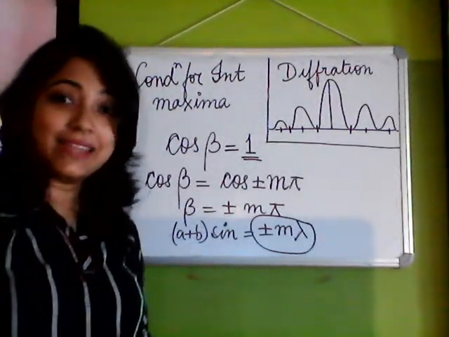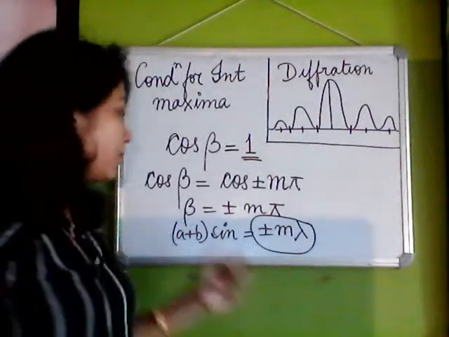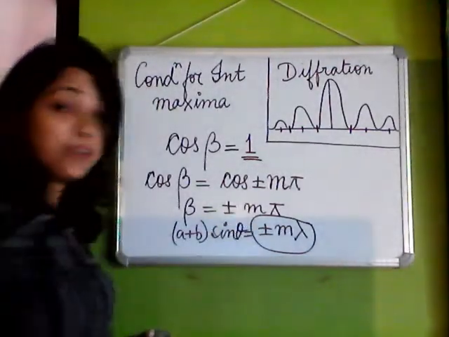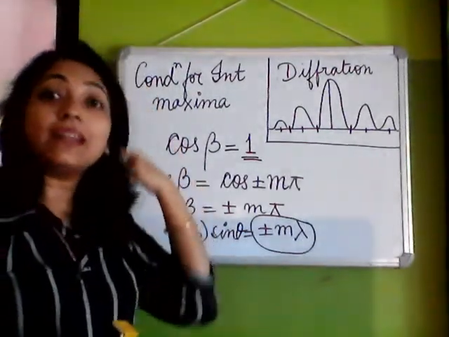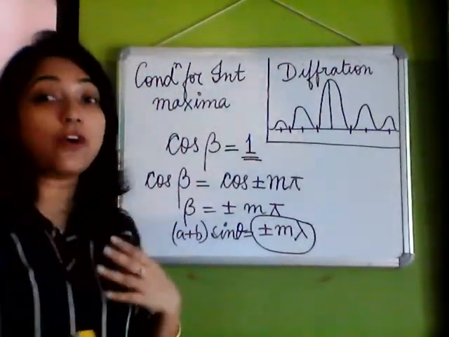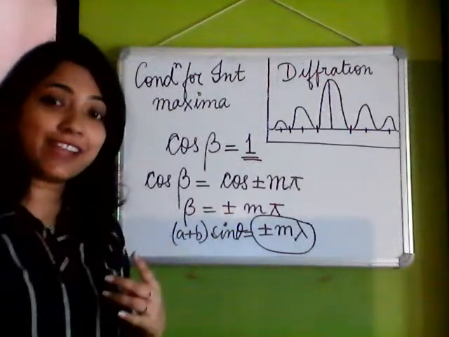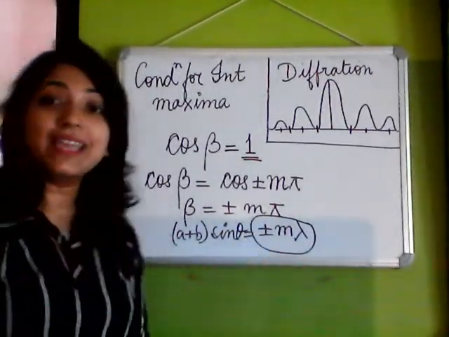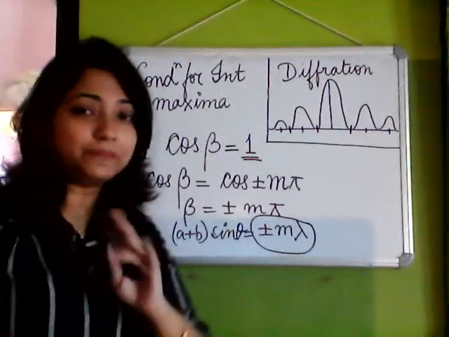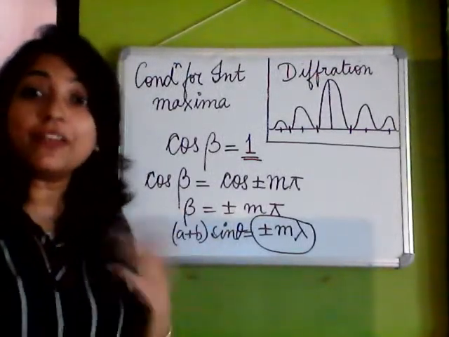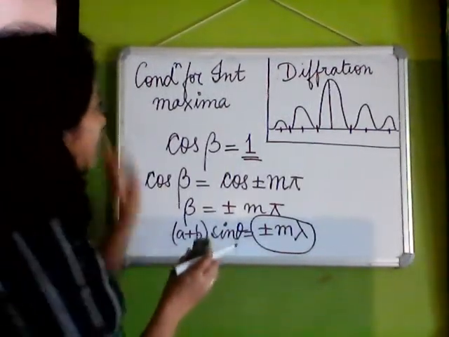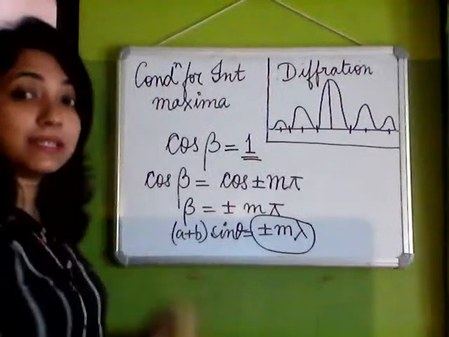And remember when we had written down a sine theta, I have forgotten to write theta here. Remember what we had done, what was the condition we received for the minima of diffraction? We had received the minima of diffraction at a sine theta equal to plus minus n lambda. So this is where both of them are so starkly different, right? So this is the condition for my interference maxima.